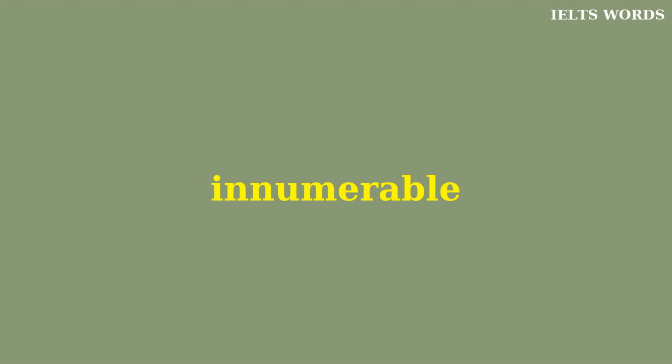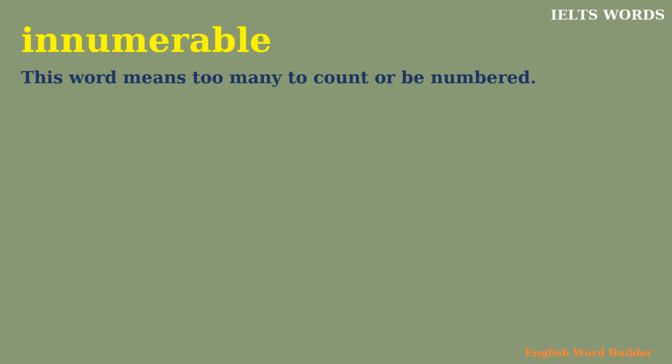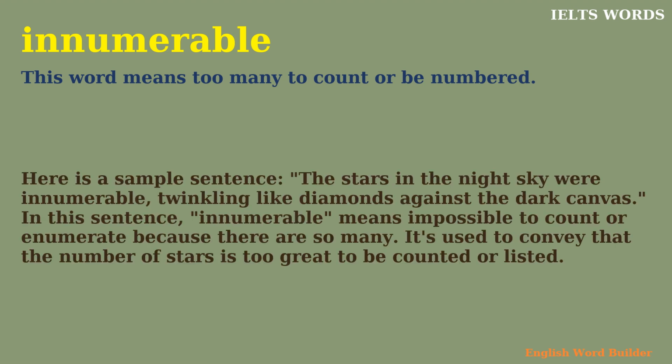Innumerable. This word means too many to count or be numbered. Here is a sample sentence. The stars in the night sky were innumerable, twinkling like diamonds against the dark canvas. In this sentence, innumerable means impossible to count or enumerate because there are so many. It's used to convey that the number of stars is too great to be counted or listed.